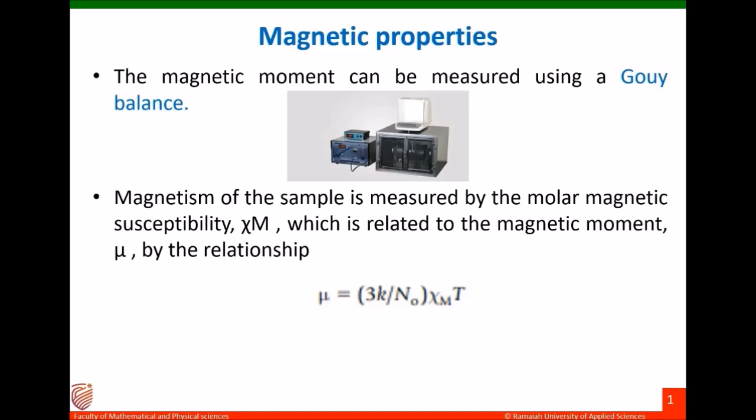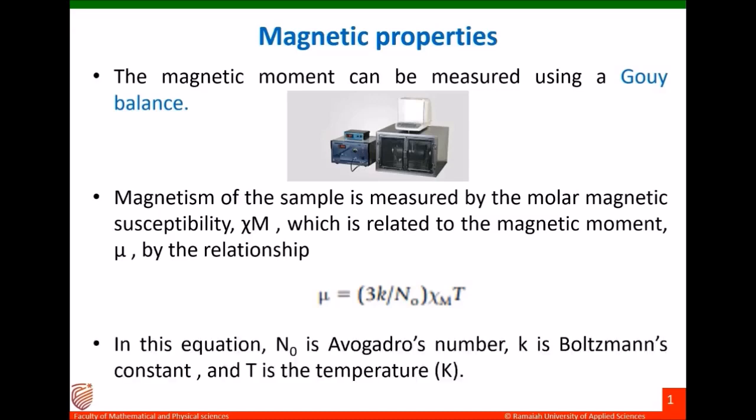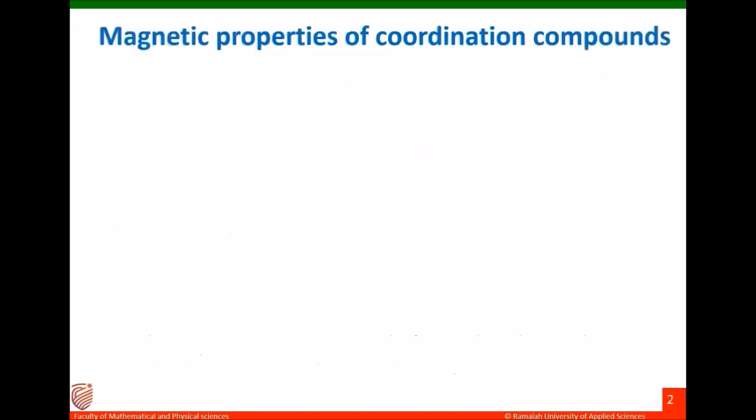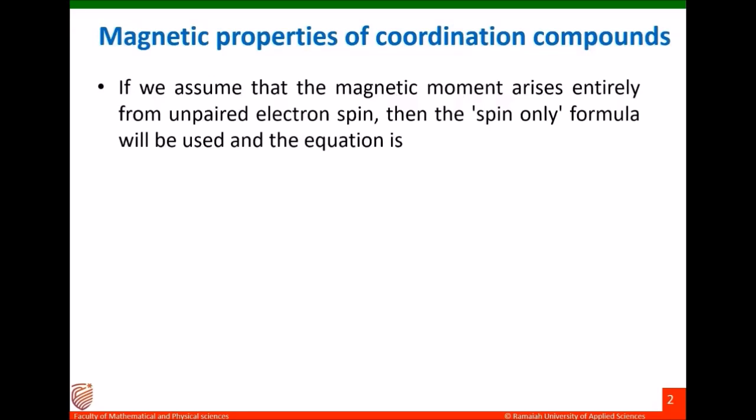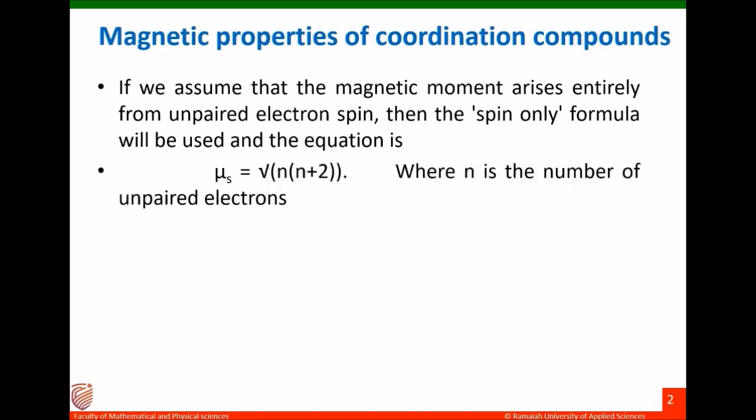Means mu depends on the Boltzmann constant k, N0 Avogadro number, chi m molar magnetic susceptibility, and T temperature in Kelvin. But here we assume that the magnetic moment arises entirely from unpaired electron spin, then the spin only formula will be used, and that equation is mu s equal to root of n into n plus 2, where n is the number of unpaired electrons. So here we consider the magnetic moment arises only from the electron spin. We are not considering other factors which influence the magnetic moment.